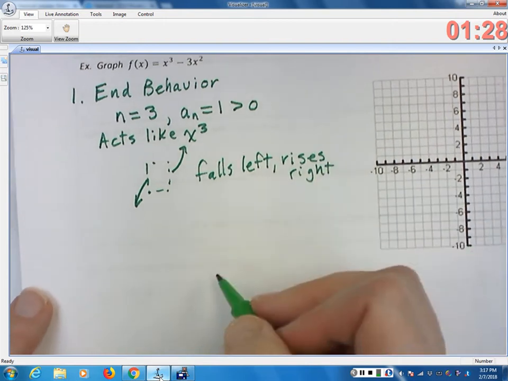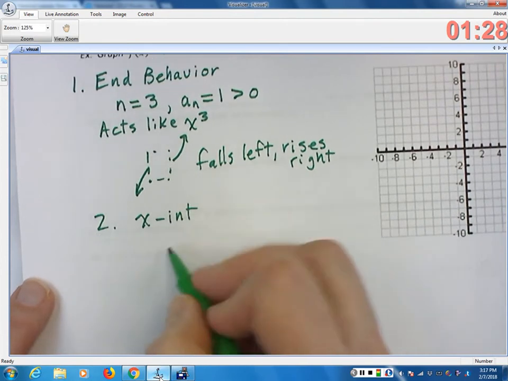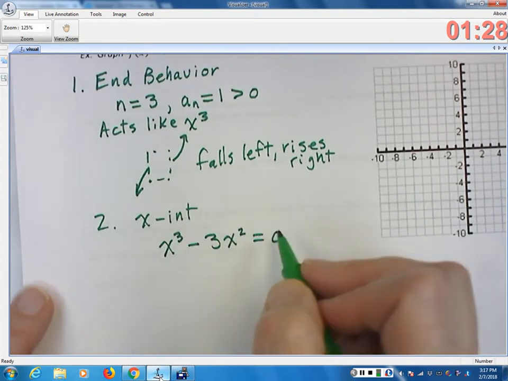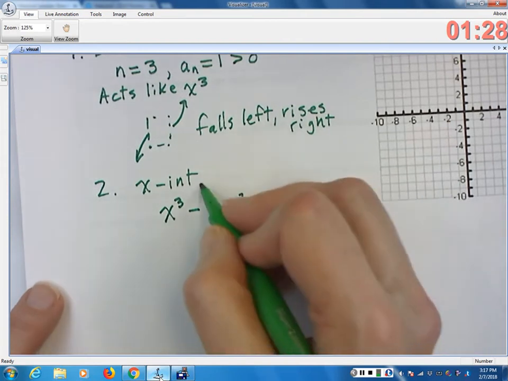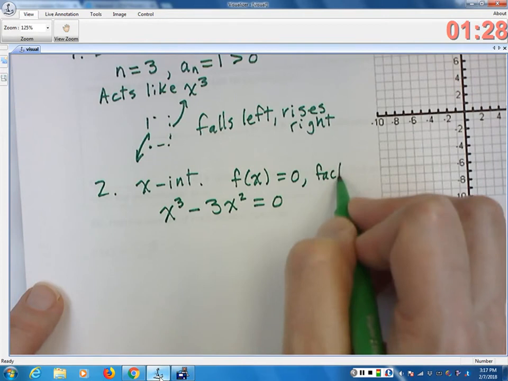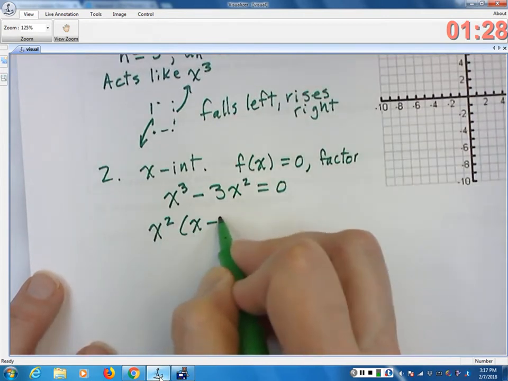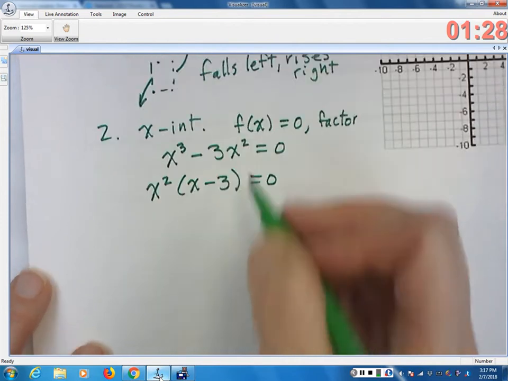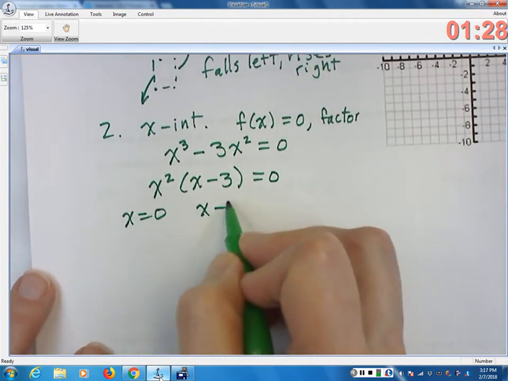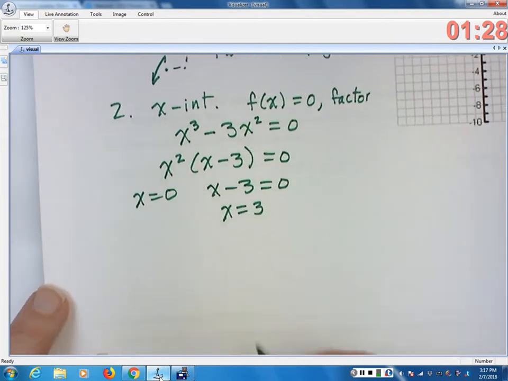Okay. Number 2, the x-intercepts. Set it to 0 and refactor it. We take our greatest common factor out: x squared times (x minus 3). So we set x to 0 and x minus 3 to 0, and we get x equals 0 and 3 again.